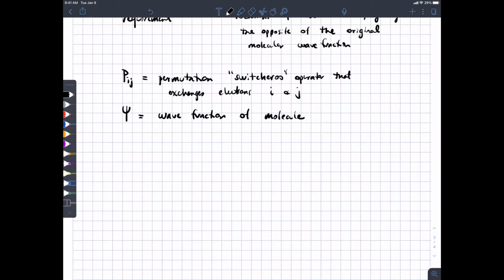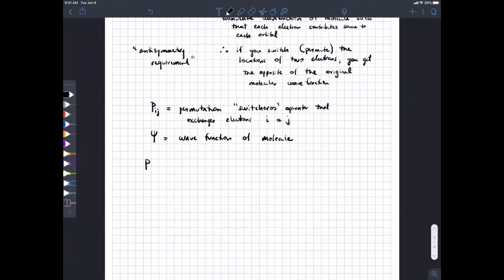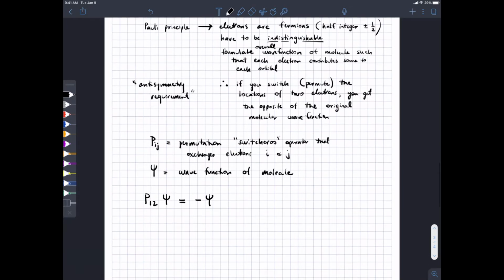So what this antisymmetry principle is that if you take electrons 1 and 2 in our 2-electron system and you switch their places, we're applying the permutation operator and we're switching electrons 1 and 2. Once you do that, you have to get the opposite of the wave function. Okay? All right. Questions so far? And again, it's okay if it's unclear why this has to be the case, because that's just derived from the theory, which I don't understand.